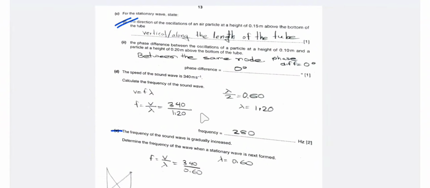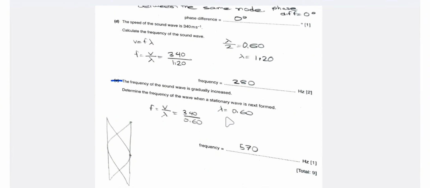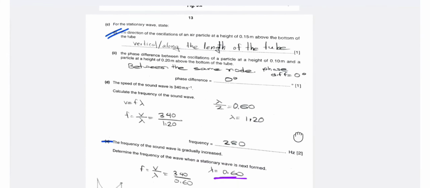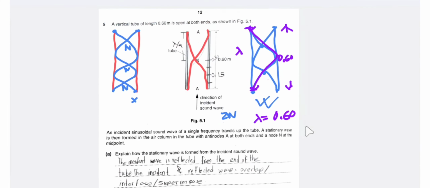So for this wave, lambda is equal to 0.60. This wave is formed with two nodes and frequency is equal to v by lambda. So the frequency is 570 hertz. For the next wave, since this wave has two nodes, the next wave must have three nodes, and the frequency would increase.